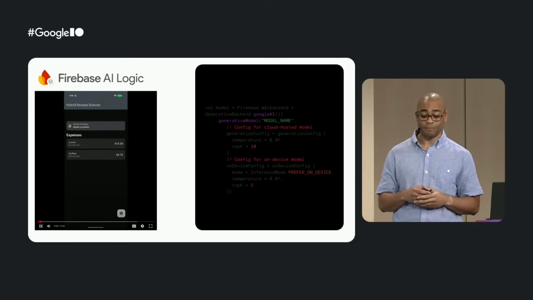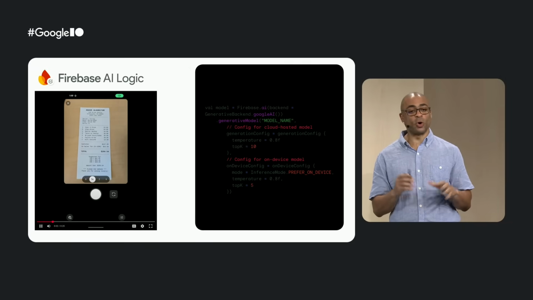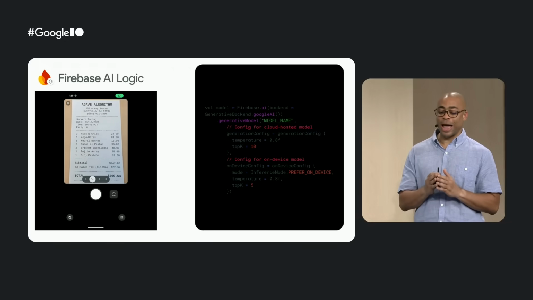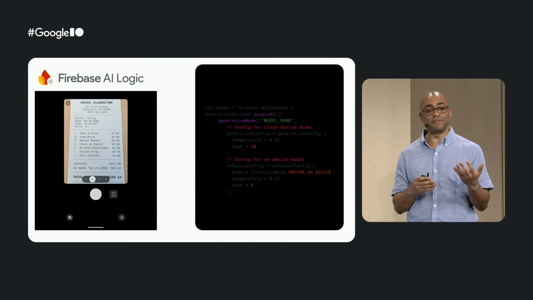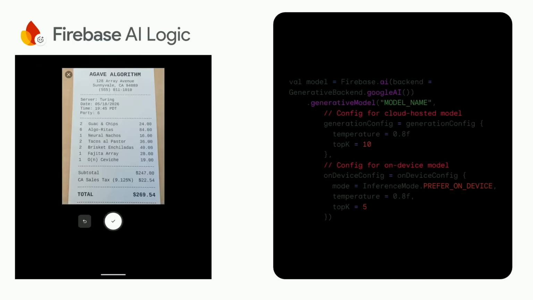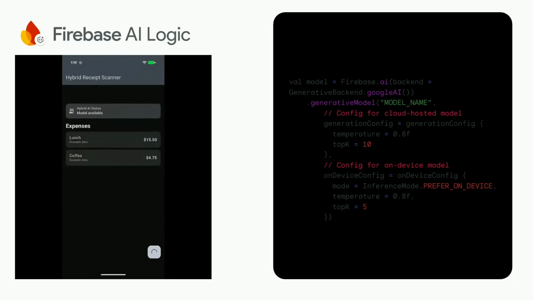But seriously, let's look at how we can use AI Logic and a local model so that we can save some of our cloud quota for when we really need it. This code snippet is all that is needed to configure your app to prefer using an on-device model when available and fall back to a cloud-hosted model.